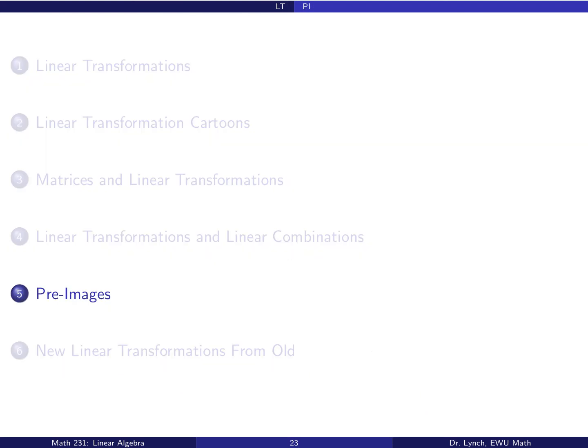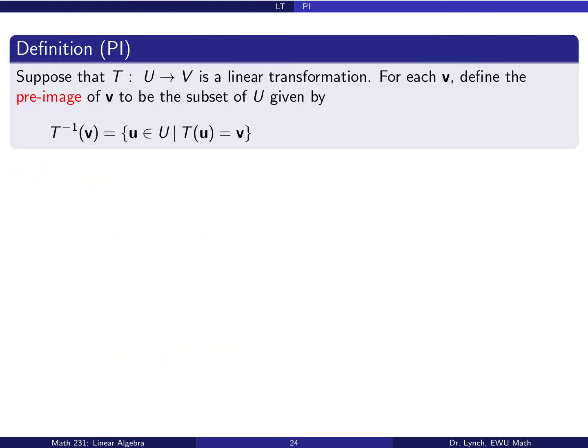Let's talk for a minute about preimages. Here's the definition. Given a linear transformation, we can talk about the preimage of an element v of the codomain as a subset of U. It's all of the vectors u that map, or that have image, v. So you can imagine it may be the case that there's only one element in U that maps to v.